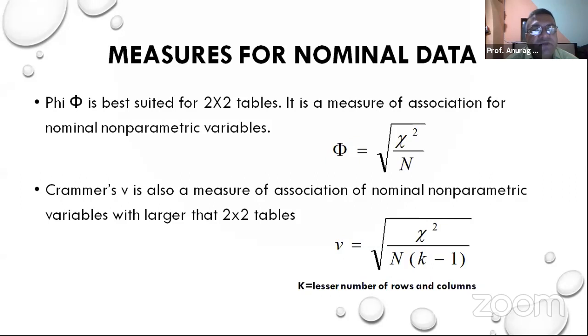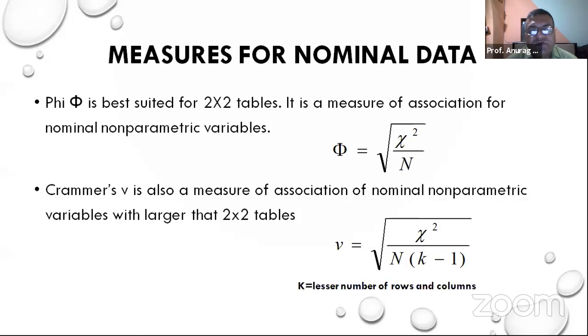to find phi. Phi is best suited for 2 by 2 tables. It is a measure of association for nominal non-parametric variables. What we are doing here is dividing chi-square by the total number of observations and taking the square root. So phi should not be a difficult thing for you. It is chi-square only, your age-old friend chi-square. You all know about chi-square. So here we are taking chi-square, dividing by n, taking the square root, and we define it by phi.